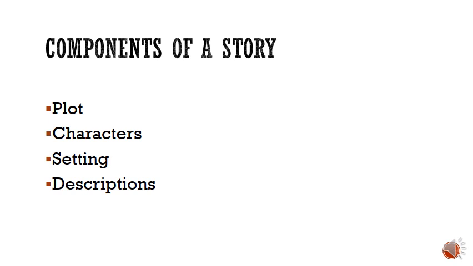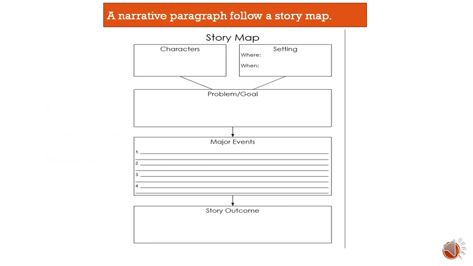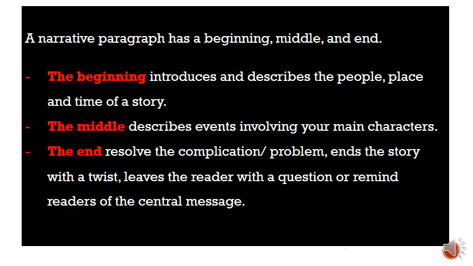We talked about these. So, in a narrative paragraph, we have to follow a story map. The characters are the people who participated in the story. The setting is where the story happened and when the story took place. The problem, the major events, and the story outcome or the solution.